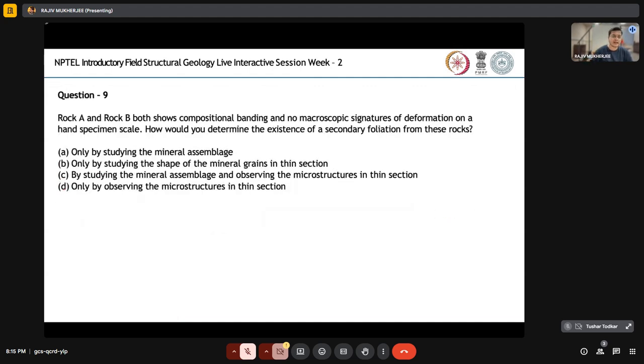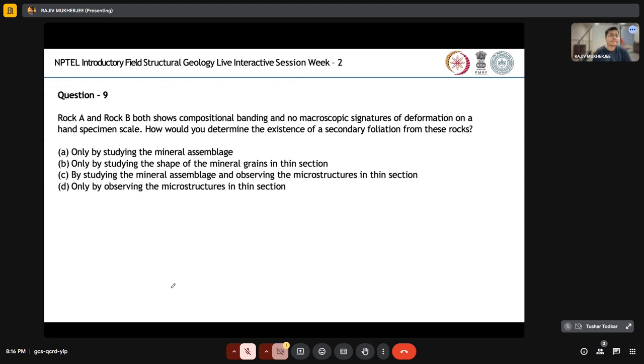Now going to question 9. Rock A and rock B both show compositional banding and no macroscopic signatures of deformation on a hand specimen scale. How would you determine the existence of a secondary foliation from these rocks? Option A, only by studying the mineral assemblage. Option B, only by studying the shape of the mineral grains in thin section.